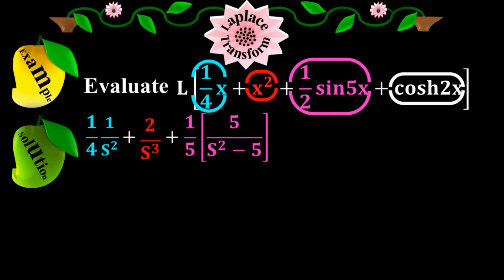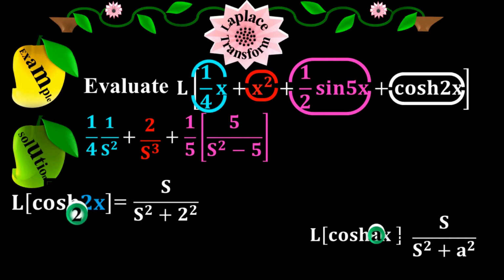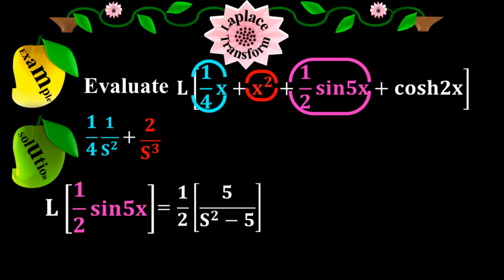Take the final term, which is cos h2x. It is also a trigonometric function. Laplace of cos h2x equals s over s square plus 2 square. If you remember, it is under the sixth elementary condition, which is Laplace of cos hax equals s over s square plus a square. My constant a is 2 here. It equals s over s square plus 4. So plus 1 over 2 into 5 over s square minus 5.